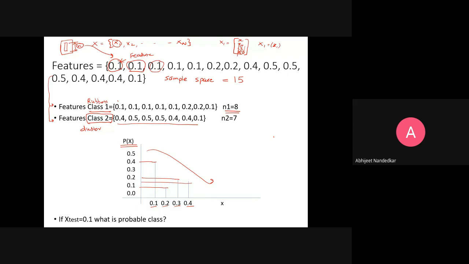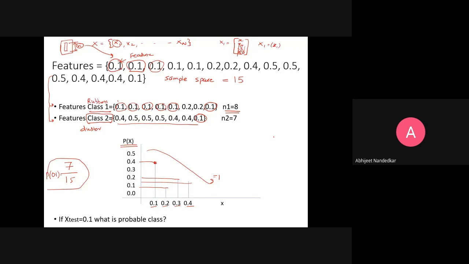The total of these individual probabilities is 1. Say for example 0.1, how many times is it appearing? 1, 2, 3, 4, 5, 6, and 7. So 0.1 is appearing 7 times in my problem. 7 divided by 15 is the probability of 0.1. So the probability of 0.1 is 7 divided by 15. So that I am indicating here.